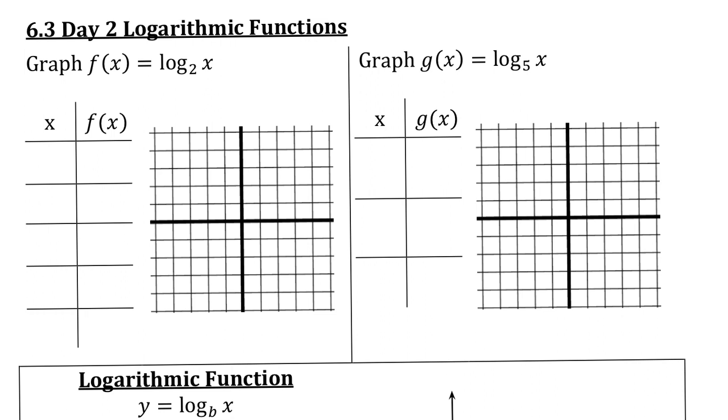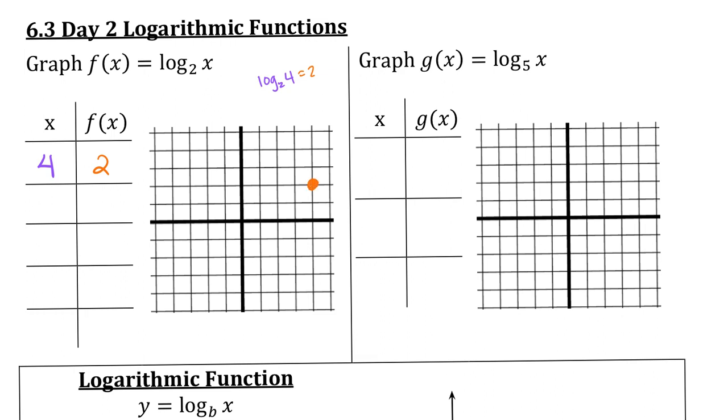Okay, so I need to pick an x value that's going to be convenient here. The base is 2, so I want 2 to the something to equal that. I'm going to put 4 in here, and I'm going to show you why in a second. If I do log base 2 of 4, I'm saying 2 to the something equals 4. 2 to the what equals 4? 2. So I'm going to graph 4, 2. 1, 2, 3, 4, 2, which is up here.